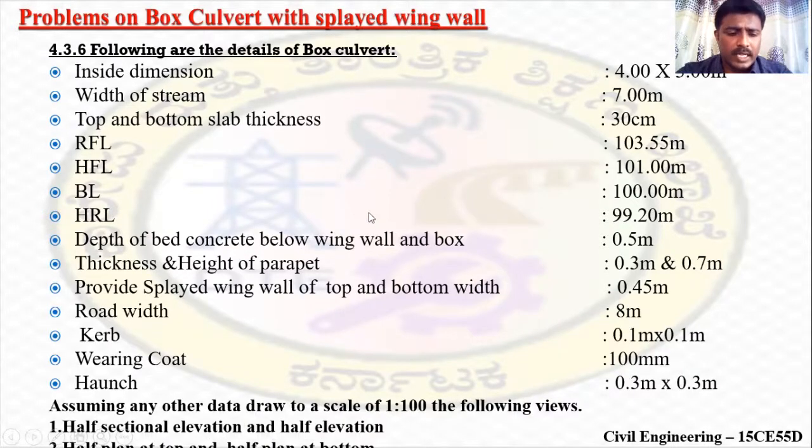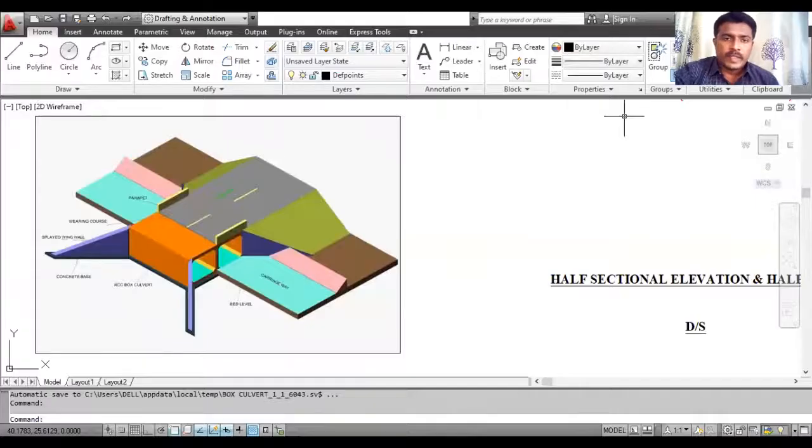So these are all the data given in this problem. Some data are not given, so you have to assume suitably. Embankment slope is not given, so you have to assume suitably, that is 1.5:1. Canal side slope is also not given, so you have to assume suitably, that is 1:1. So I will move on to the drawing presentation. Next is the presentation session.